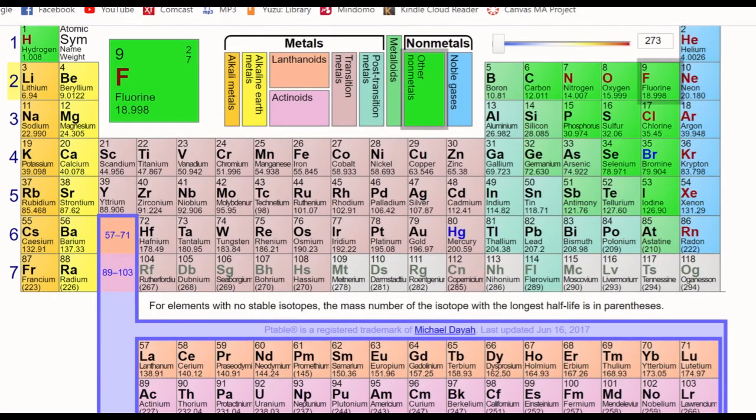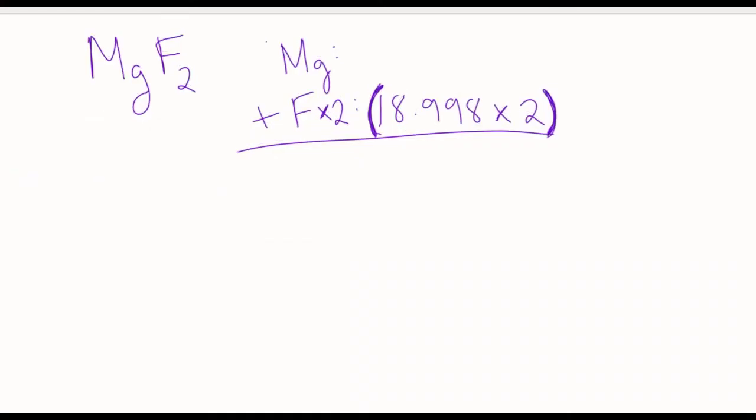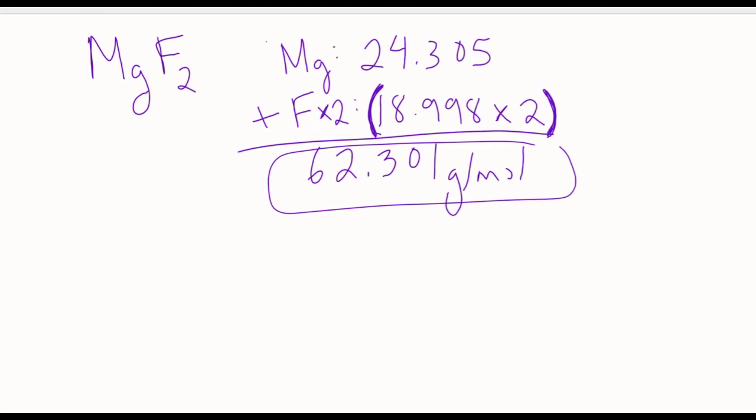Now we're going to look for magnesium, and magnesium is 24.305. And we are just going to add those two different things together. All right, and this is going to be 62.301, and that is grams per mole. So that's how many grams of that thing are in 1 mole. All right, last example now coming up.